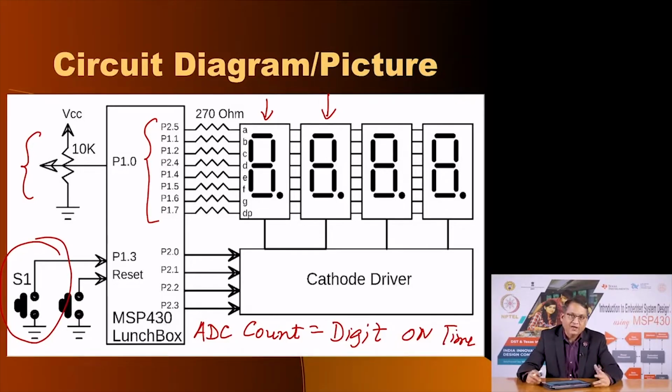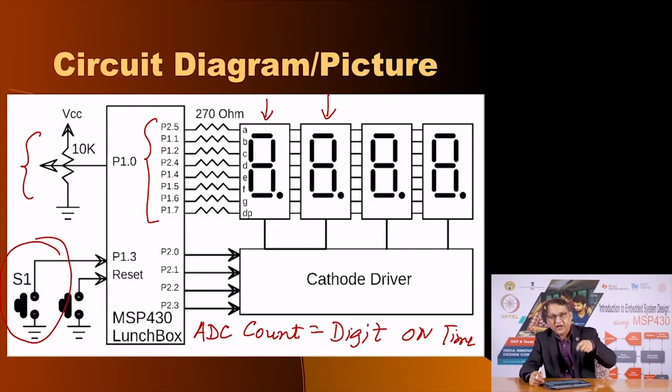Now, how do you handle such? There are 3 activities going on, if you see. One activity relates to reading the ADC value and using the count result of the ADC to change the rate of refresh, meaning if the ADC value is 1, the time for each display is 1 millisecond.